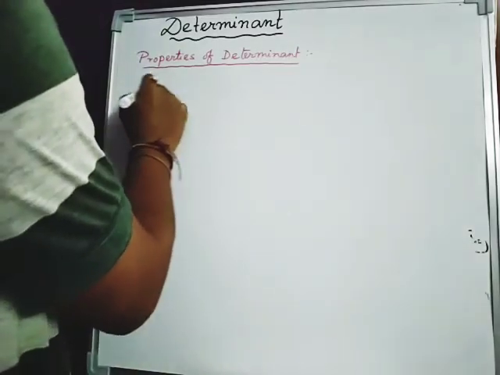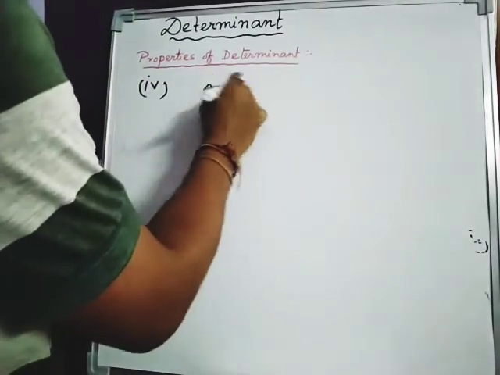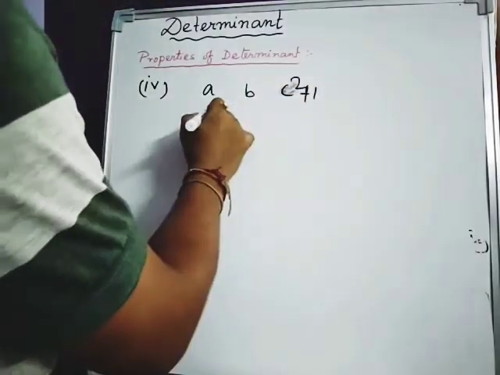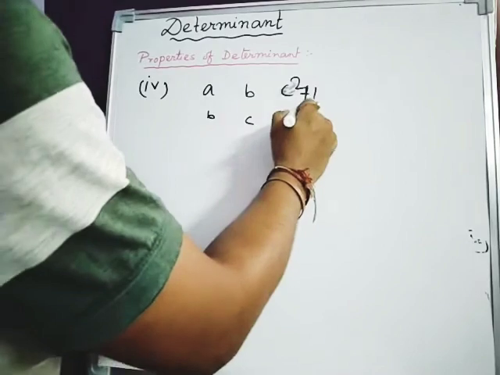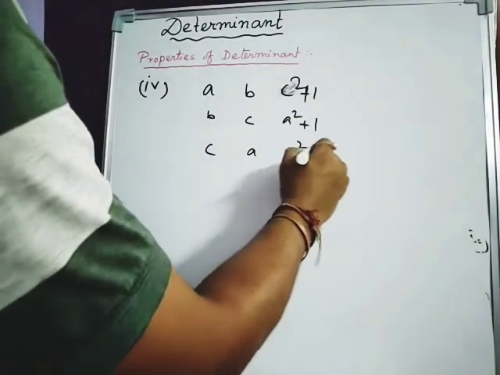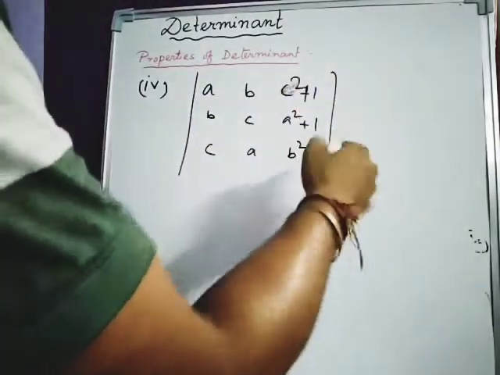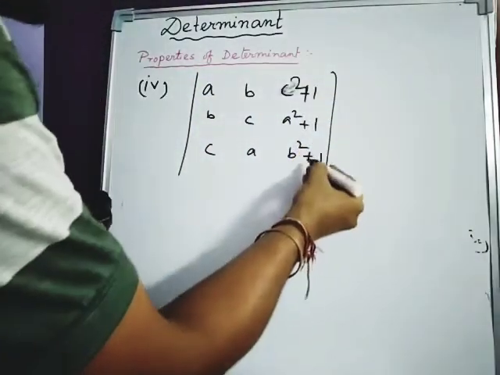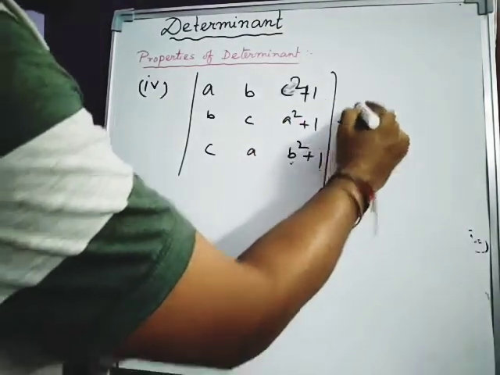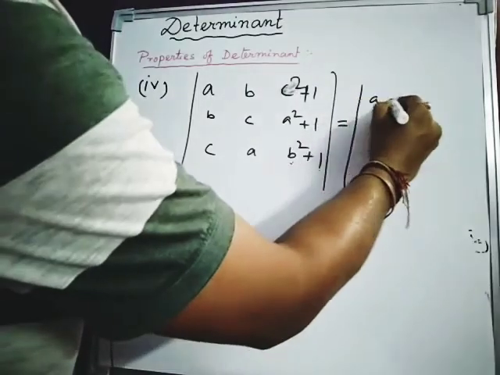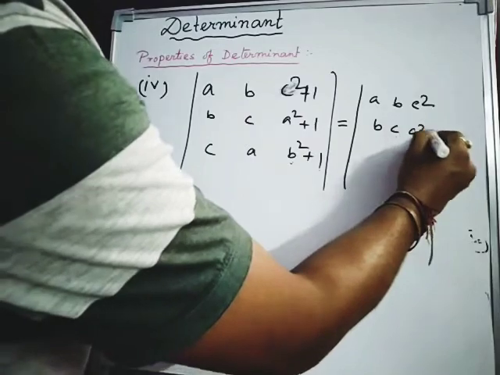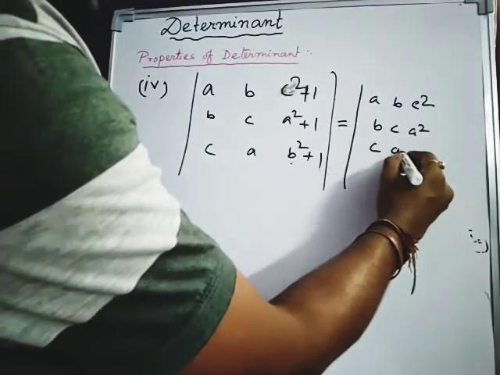Like this fourth property, suppose the determinant is written as a, b, c square plus 1, then b, c, a square plus 1, then c, a, b square plus 1. This determinant can be split into two parts, because there is a column where there are two numbers combined. So it can be written like this: determinant of a, b, c square, then b, c, a square, and then c, a, b square.